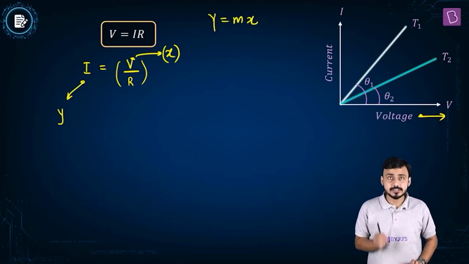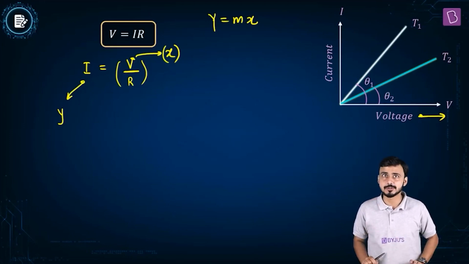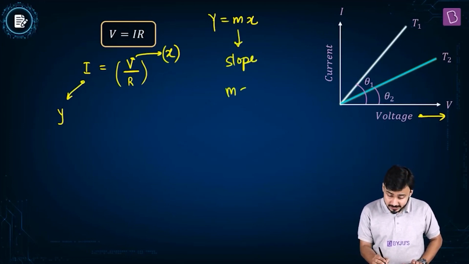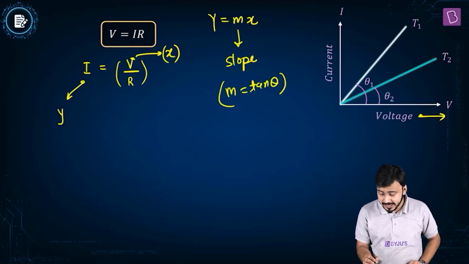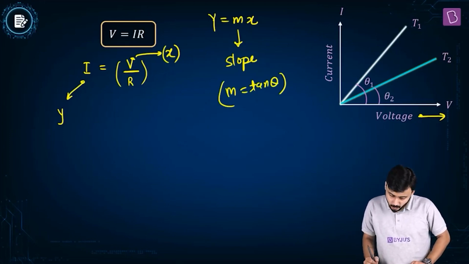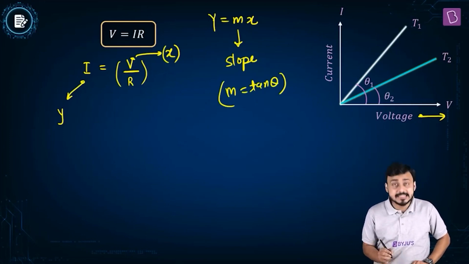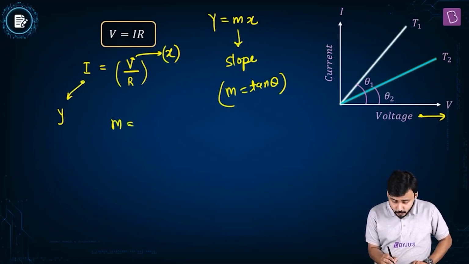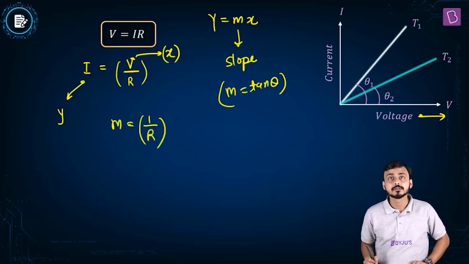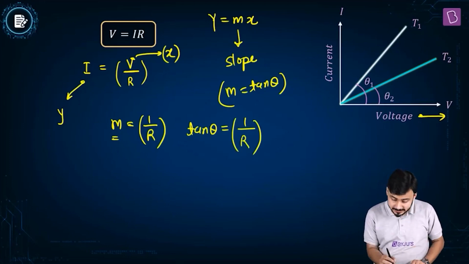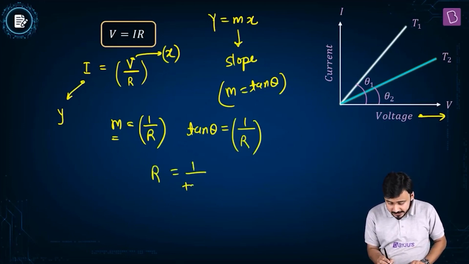But it is a straight line passing through the origin, so a y is equal to mx kind of graph is given to you, where m is the slope. And m geometrically is given by the value of tan theta. You know that, right? Where theta is the angle made by the line from the positive x-axis, correct? Okay, nice. In this case, if you equate this with y is equal to mx, then m comes out to be 1 by R. And m is tan theta, so tan theta is 1 by R.